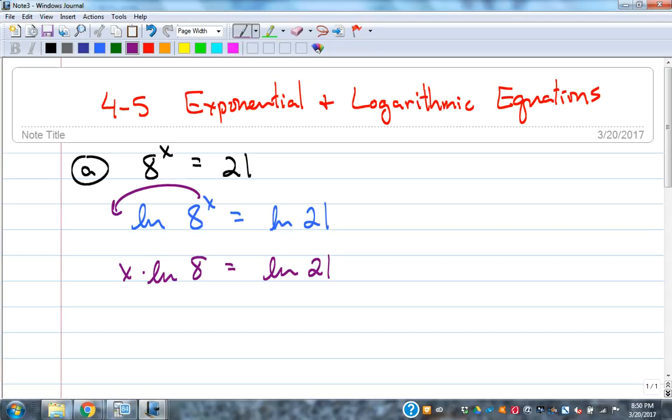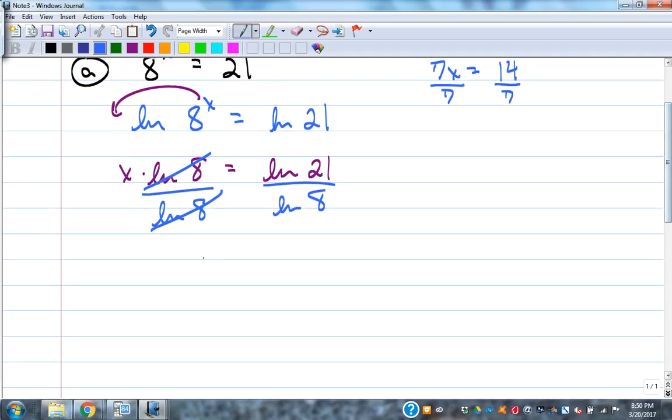How do I get x by itself? Divide by the number that's multiplied by it, right? You know, if we had this problem, 7x equals 14, how would I get x by itself? I divide by the number 7, right? Same idea over here. We're dividing by the natural log of 8. It's a number. It'll cancel itself out on that side and get you x equals natural log of 21 over natural log of 8. And we can get a decimal approximation for that using our calculator that we paid $100 for.